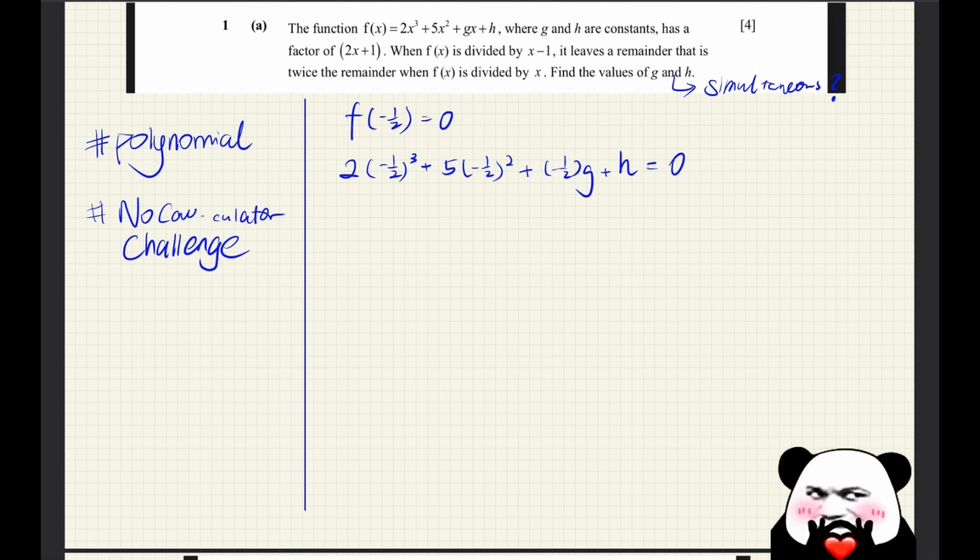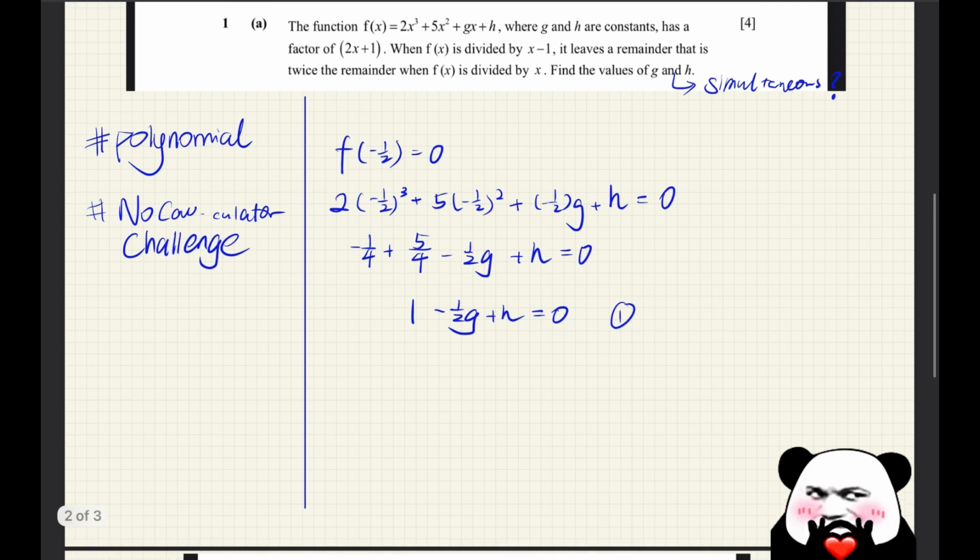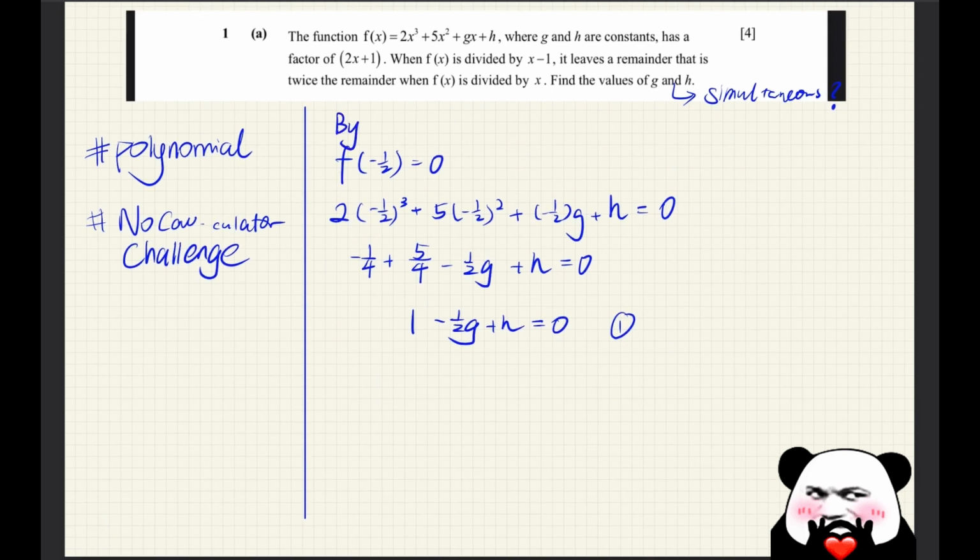And if we are to simplify further, we'll be getting this plus this minus half g plus h equal to 0, and we can simplify to become 1 minus half g plus h equals 0, and that will be our equation 1 of our two simultaneous equations. Presentation wise, maybe we can add on the statement 'by factor theorem'.